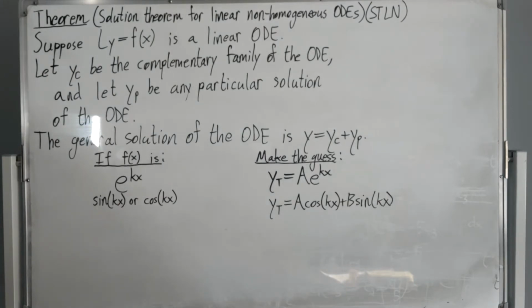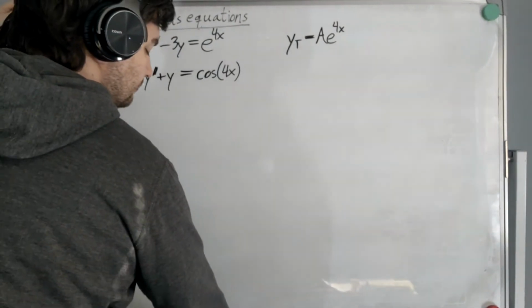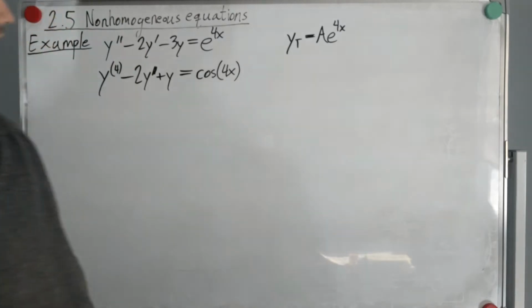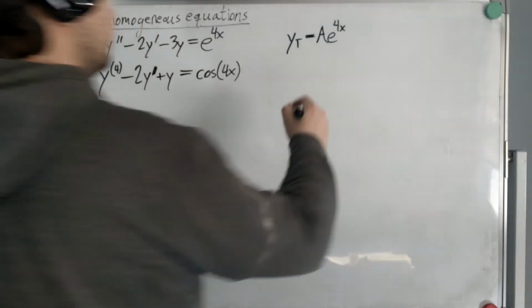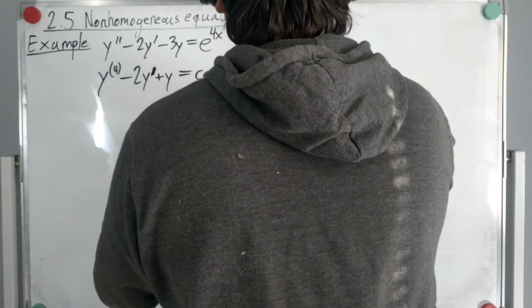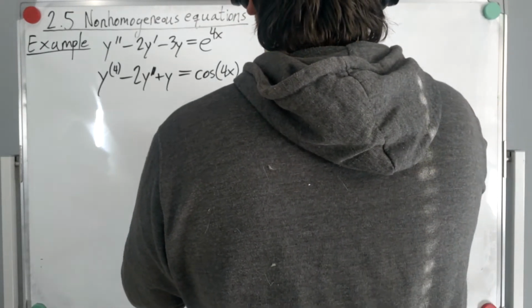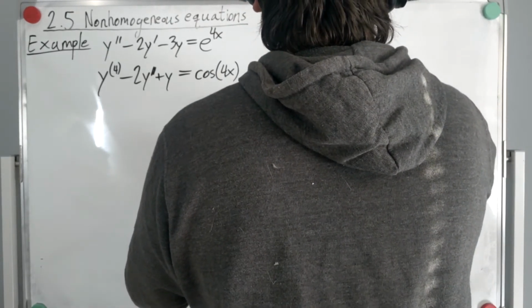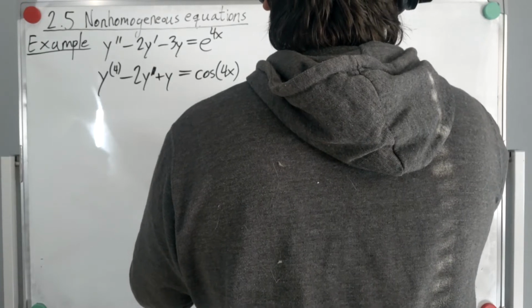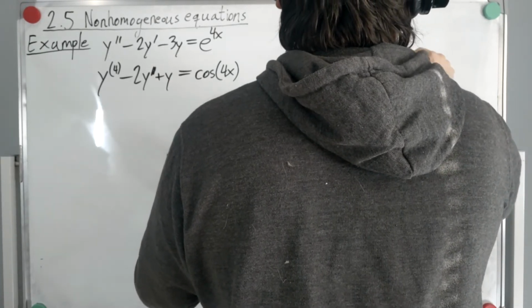Okay? So, in this problem here, our guess should be y_p equals a cosine of 4x plus b times the sine of 4x.